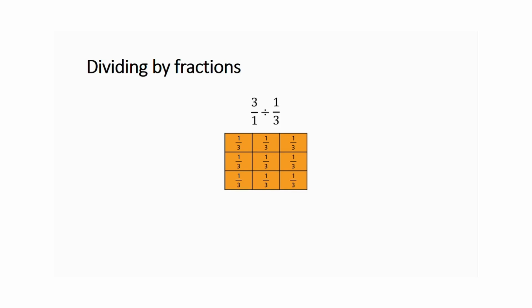So again, 3 is really 3 over 1. 1/3 flips and becomes 3 over 1. Division changes to multiply. In the top, it's 3 times 3 is 9. And in the bottom, 1 times 1 is 1. And 9 over 1 is really 9. It matches. Now, what about dividing a fraction by a fraction?